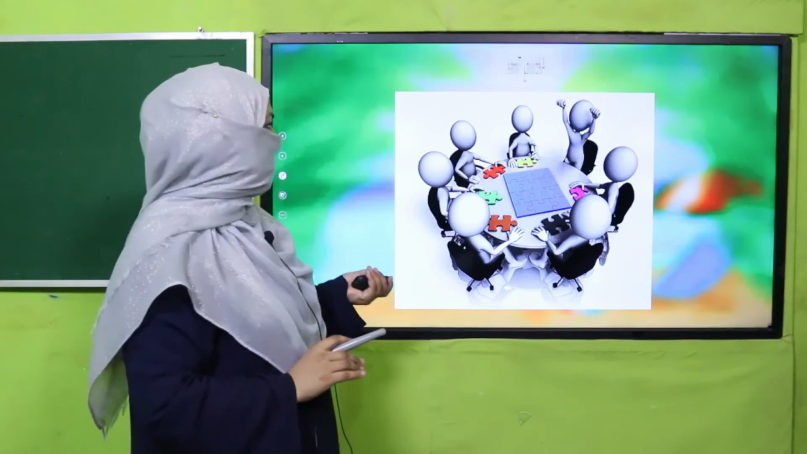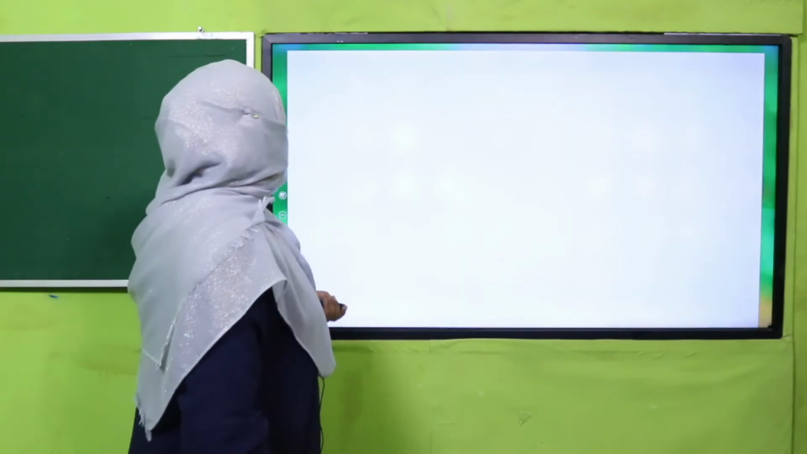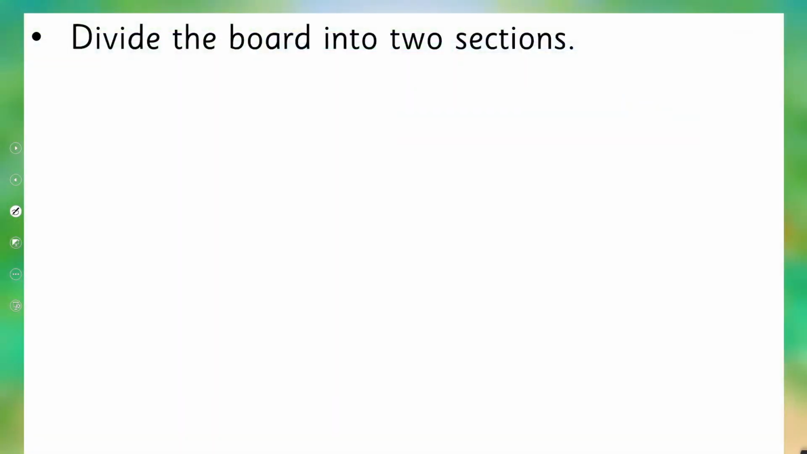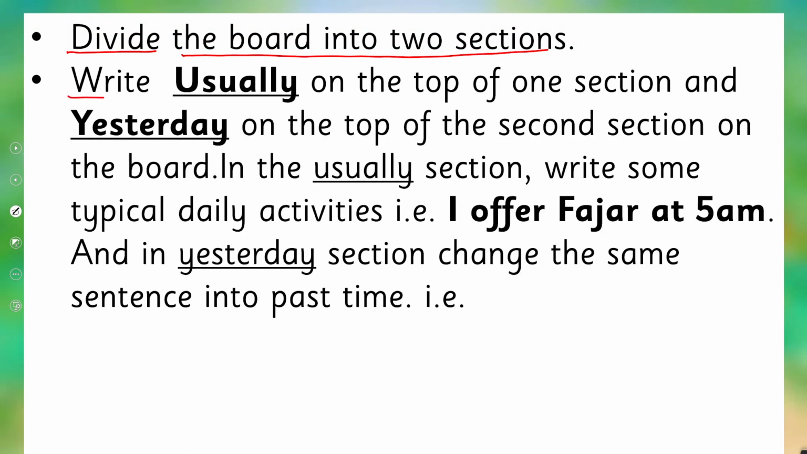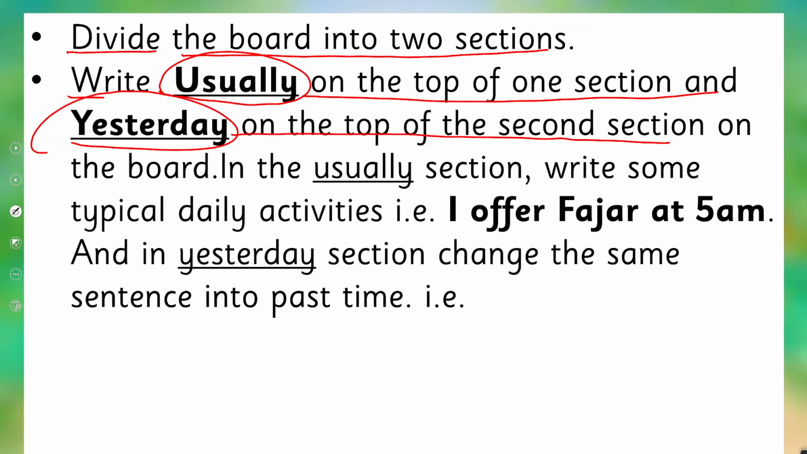Let's practice it through an activity. What are we going to do? Your teacher is going to divide the board into two sections. Then she will write usually on the top of one section, and yesterday on the top of the other section. In the usually section, you'll write typical daily activities.